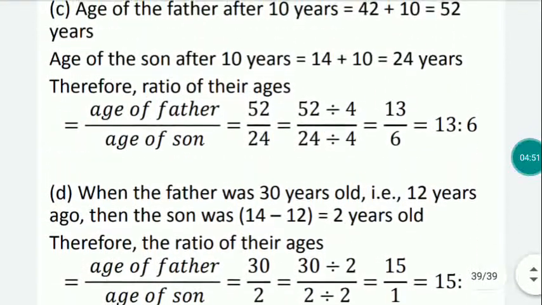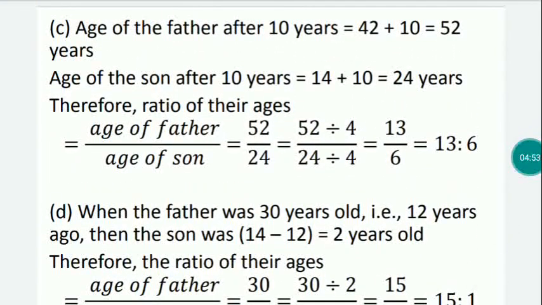So this is about exercise 12.1. Today, complete this exercise in your notebook.